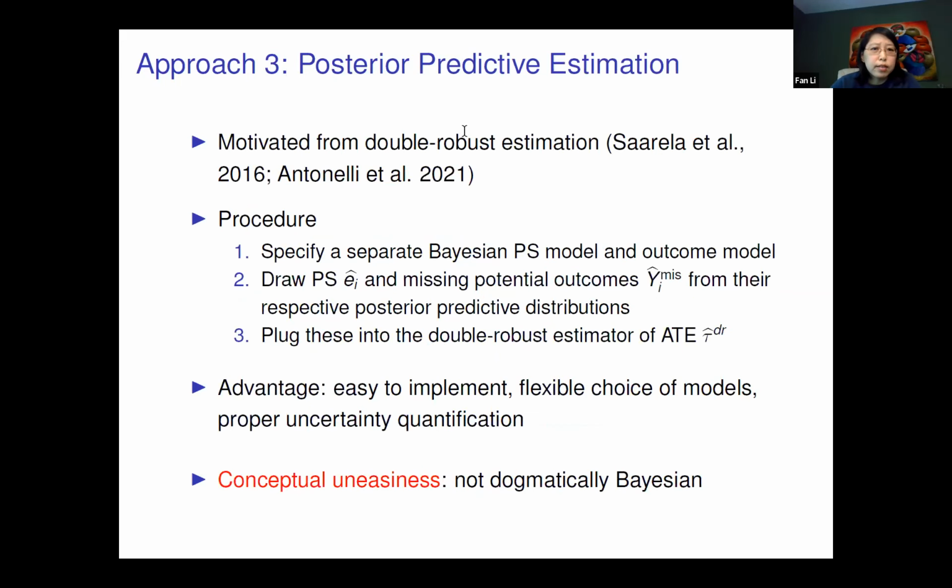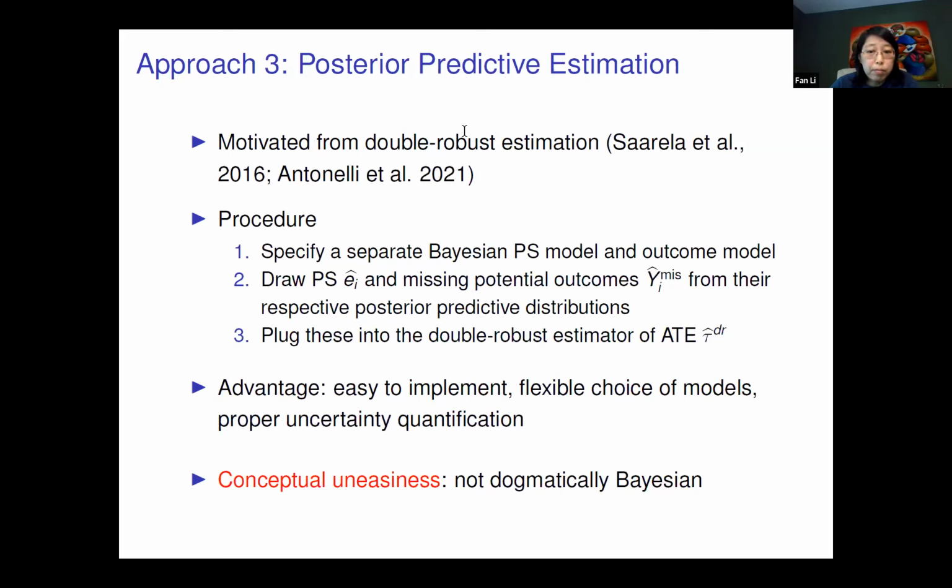The third method is motivated from double robust estimation. I didn't talk about double robust estimation here, but we know it has this formula that combines the IPW weighting and the outcome model, right? So the idea here is that you build a separate Bayesian model for the propensity score and for the outcome model, then draw posterior draws from both models, and use the double robust estimator to combine them. And so that's just a plug-in method.